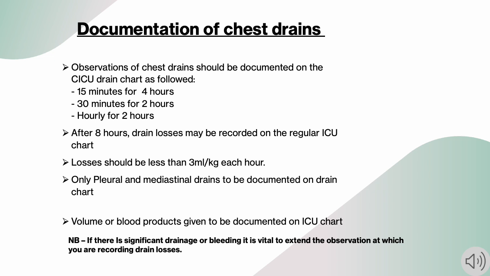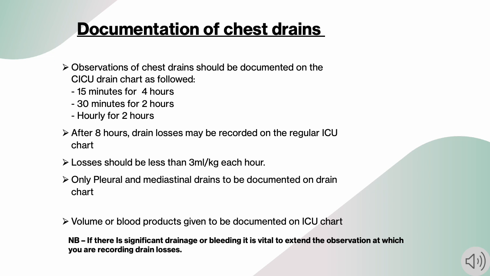On arrival to the CICU post-operatively, it is vital that chest drain observations are undertaken. This allows us to monitor how much drainage occurs through chest drains. Observations of chest drains should be documented on the allocated CICU drain chart observation sheet. Observations should be recorded as follows: every 15 minutes for 4 hours, followed by every 30 minutes for 2 hours, followed by hourly for 2 hours.